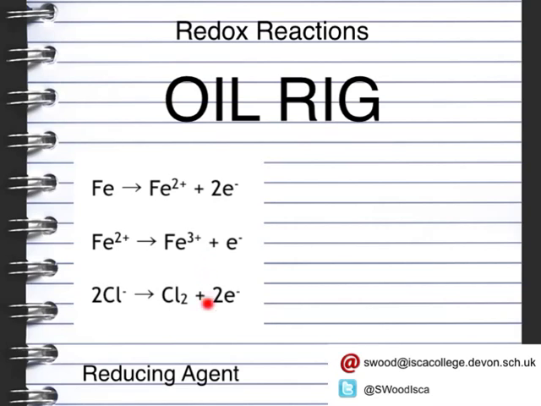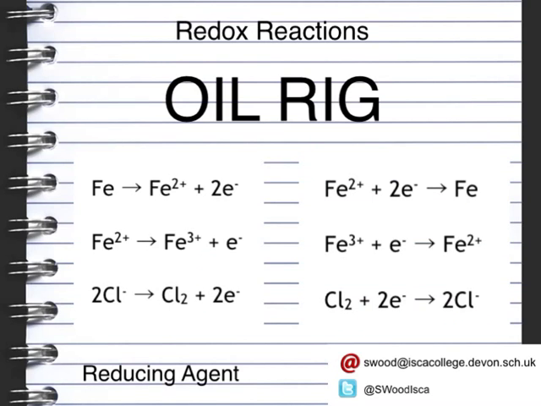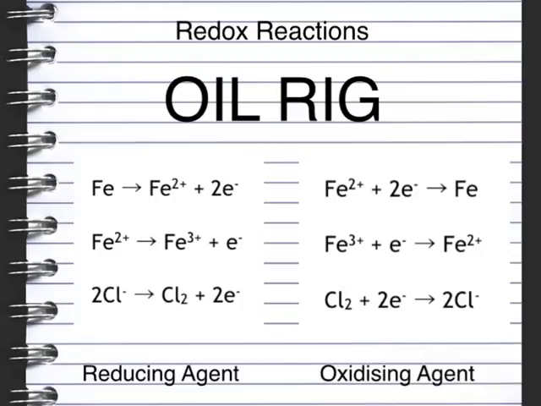gaining electrons. Now, on the reverse side of that, we have reduction reactions where the Fe2+ gains 2 electrons to become Fe or iron. The Fe3+ gains an electron to become Fe2+, and the chlorine molecule gains electrons to become Cl-. Now, because of that, these are described as an oxidizing agent. Now, in a redox reaction, you normally have one thing that is reduced and one thing that is oxidized, making the opposite one an oxidizing agent or a reducing agent.